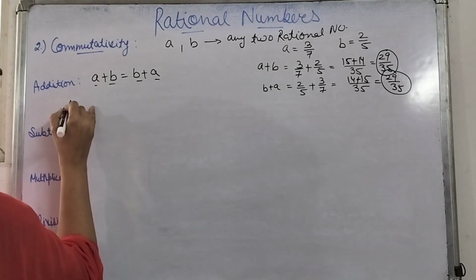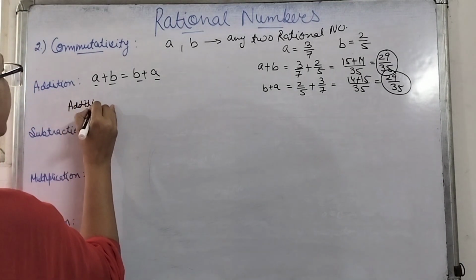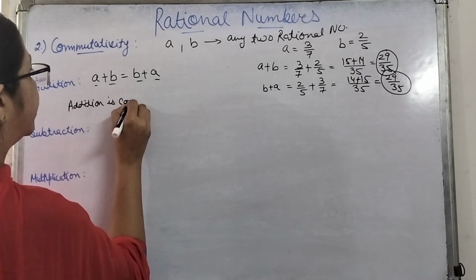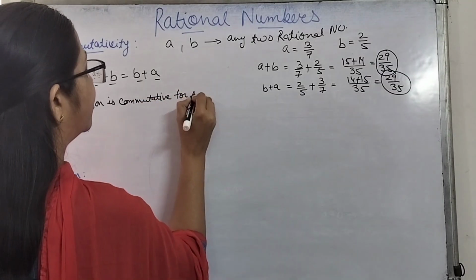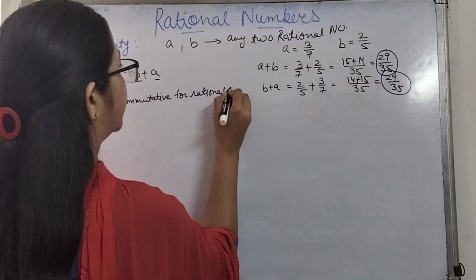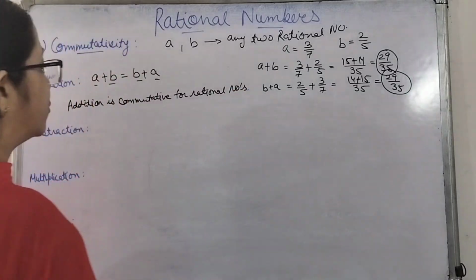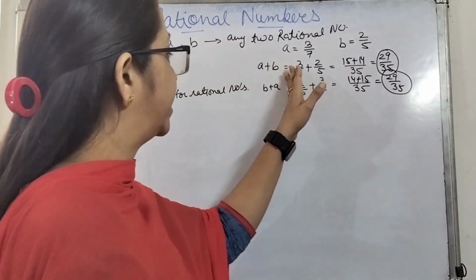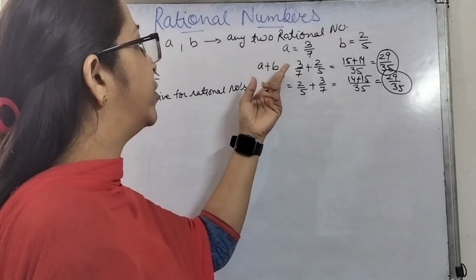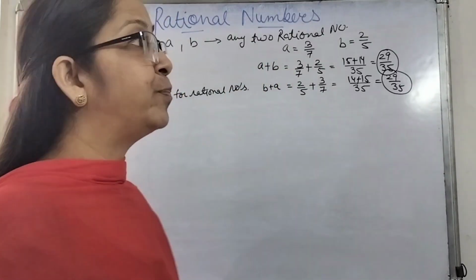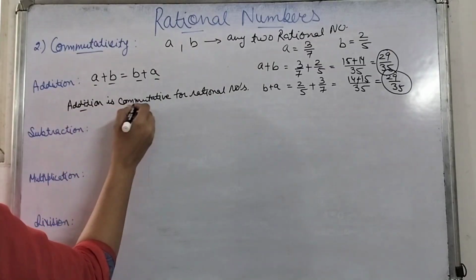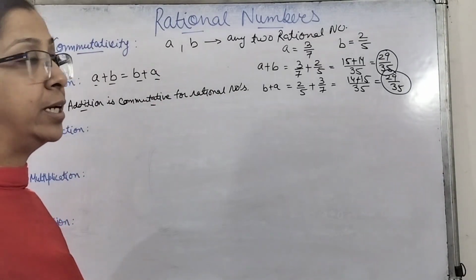So we will say that addition is commutative for rational numbers. For all rational numbers, whatsoever the two rational numbers we take, always, if we change their order, their sum will remain the same. So we will say that addition is commutative for rational numbers.